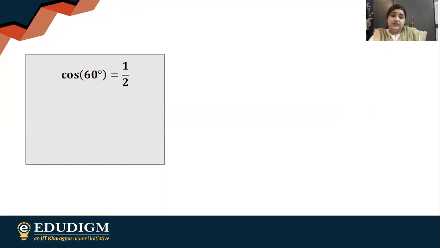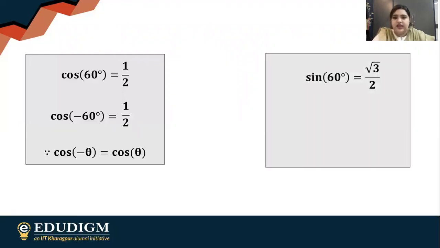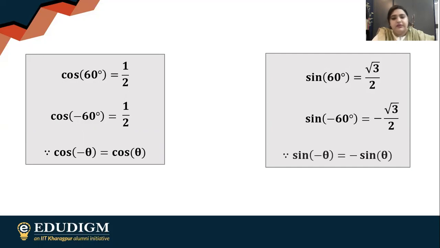Suppose you know that cos 60 is half. What if I ask you what is cos of minus 60? You will say that this is half because cos minus theta is nothing but cos theta. But on the other hand, if you say that sine 60 is root 3 by 2, sine of minus 60 is nothing but minus root 3 by 2 because sine minus theta is nothing but minus sine theta.